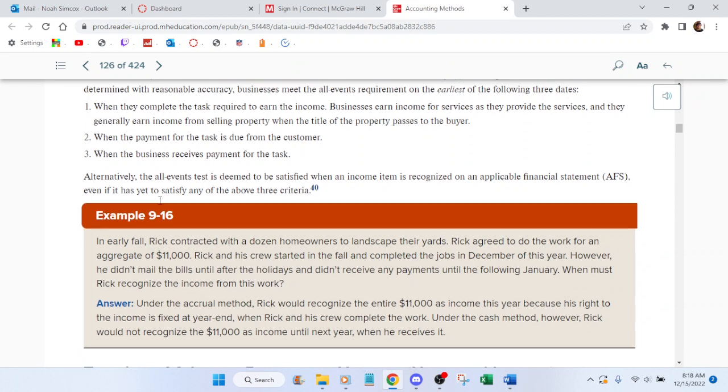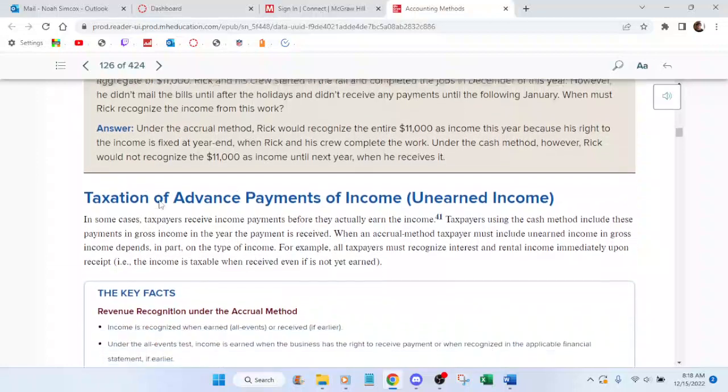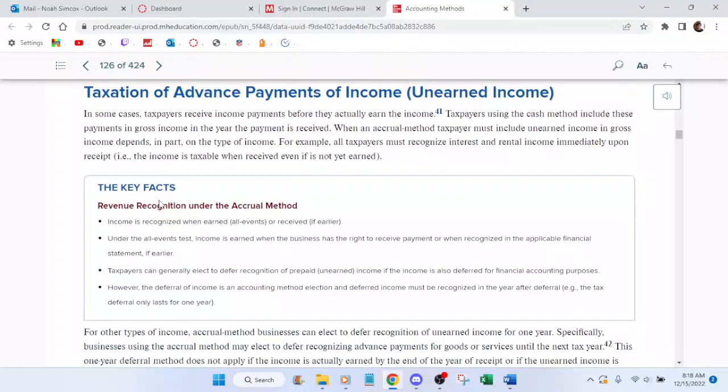When you receive income. Taxation of advance payments of income. In some cases, taxpayers receive income payments before they actually earn it. Using the cash method, include these payments in gross income in the year the payment is received. For an accrual method taxpayer, when they must include unearned income in gross income depends on the type of income. Oh, come on. Nothing can ever be simple.